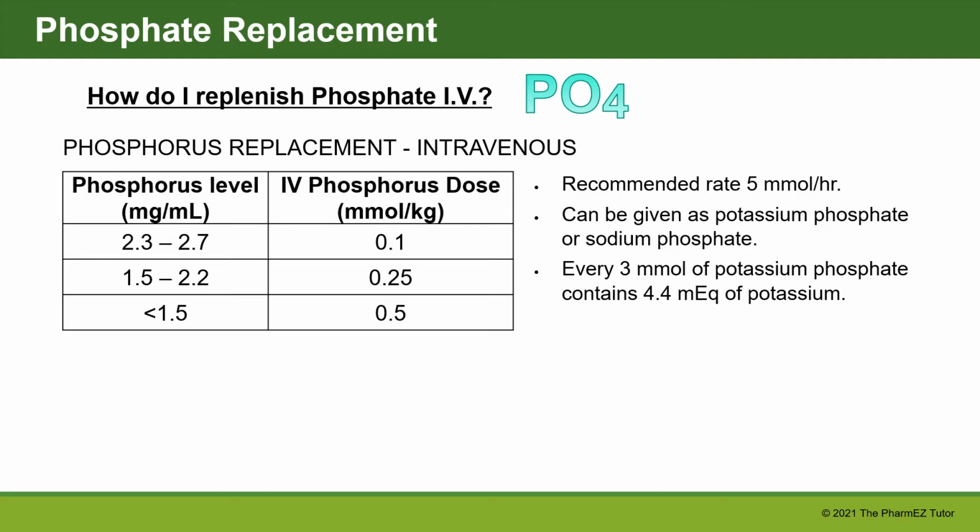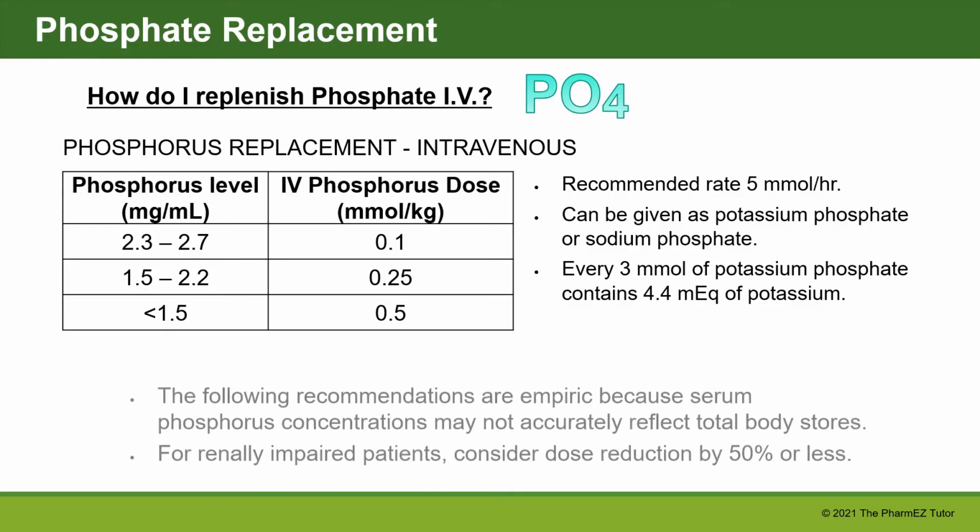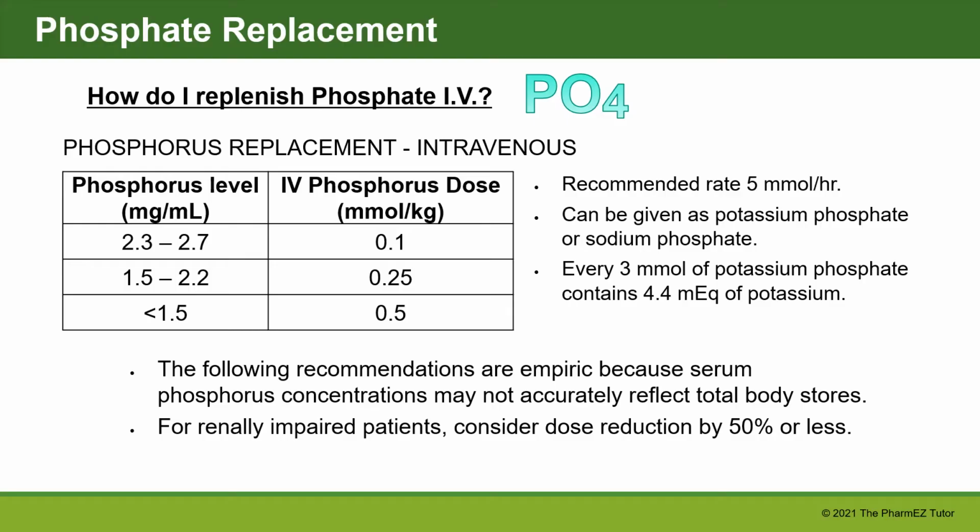And remember that every 3 millimoles of potassium phosphate contains 4.4 MEQs of potassium. The following recommendations are empiric because serum phosphorus concentrations may not accurately reflect total body stores. For renally impaired patients, consider reducing the dose by 50% or less.